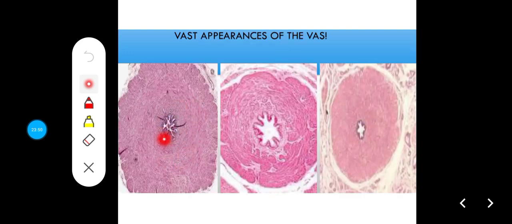Now this is the vas deferens again. Notice the tiny lumen with irregular mucosal folds. That's the specific appearance for the vas deferens. Then the thick muscular layer. Can you appreciate that? Same thing here: a tiny lumen, a very thick muscular layer, and then an adventitia. Same thing here: a tiny lumen with irregular mucosal folds, a thick muscular layer, and then a fibrous coat.